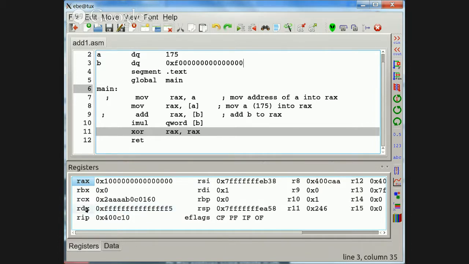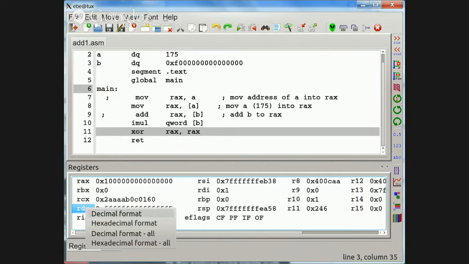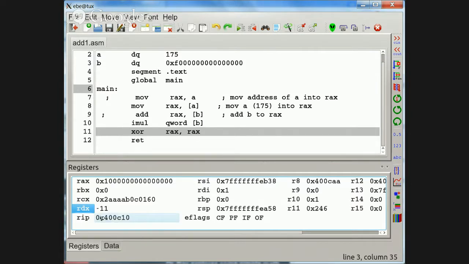Let's try doing this. Change it to decimal format. It is. It's a negative 11. So the number's negative, but look over here in the flags. We don't see the sign flag set. That's weird. I didn't know that it did that. One operand mul. I don't know that I even mentioned what flags got set.